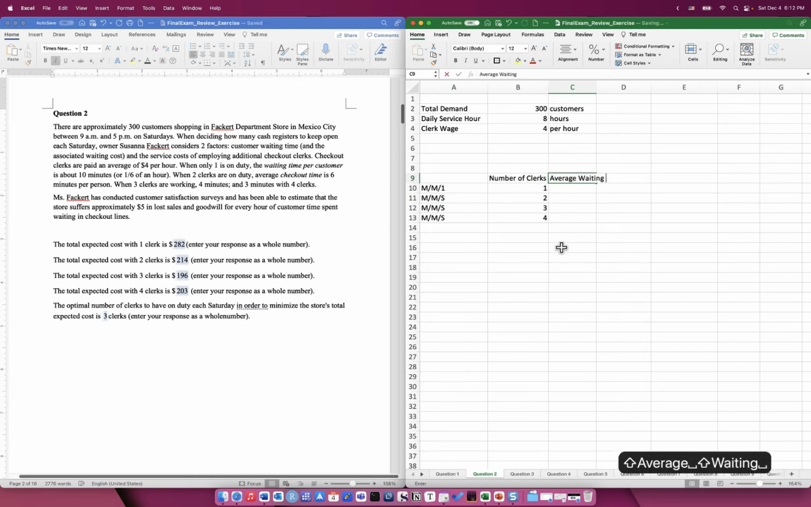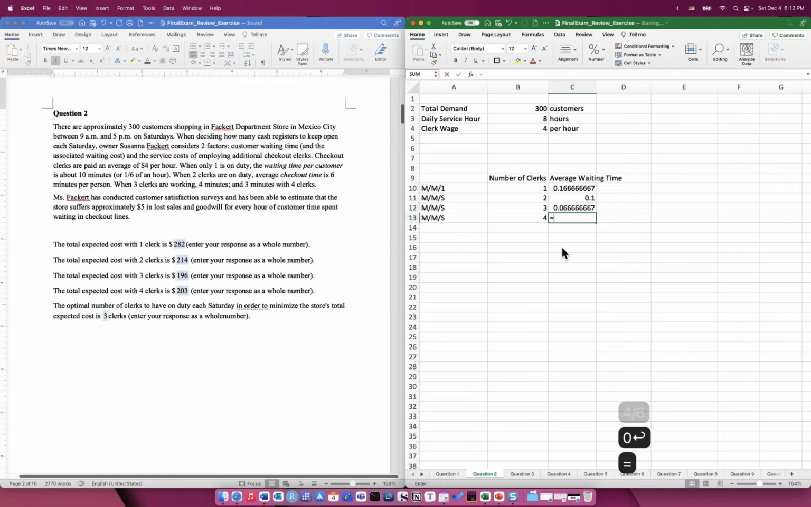The average waiting time is actually provided in the description. When there's 1 clerk, it's 10 minutes, which is 10 out of 60, 1/6 of an hour. When there are 2 clerks, waiting time is 6 out of 60. With 3 clerks, it's 4 minutes, 4 out of 60.